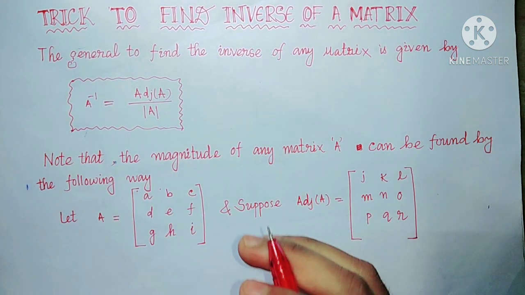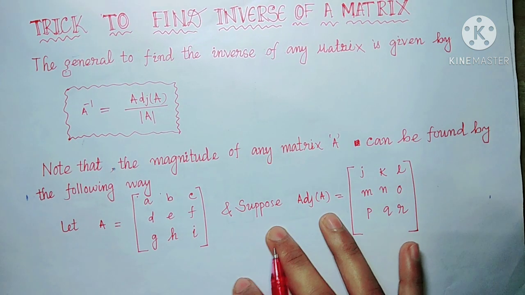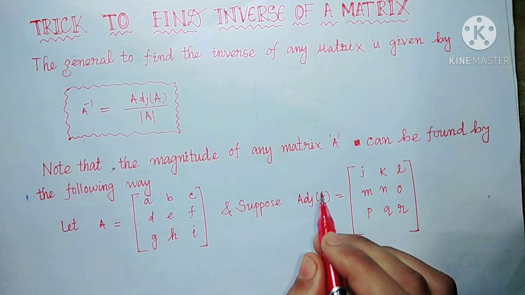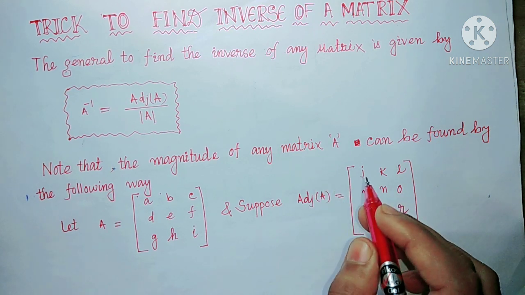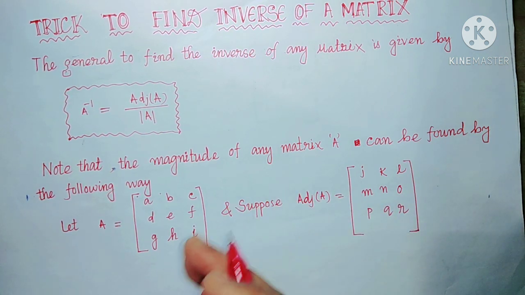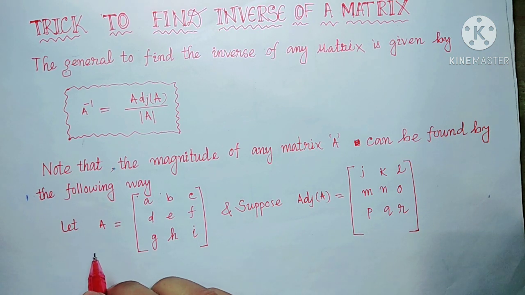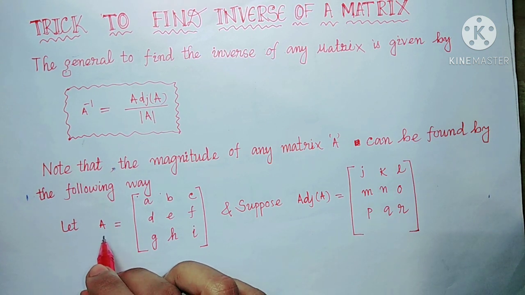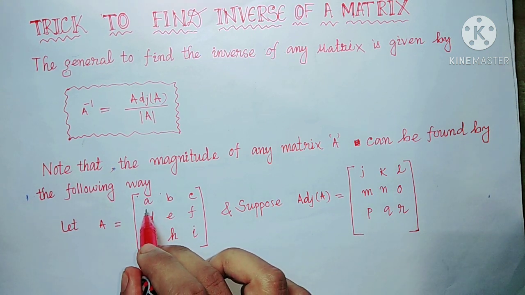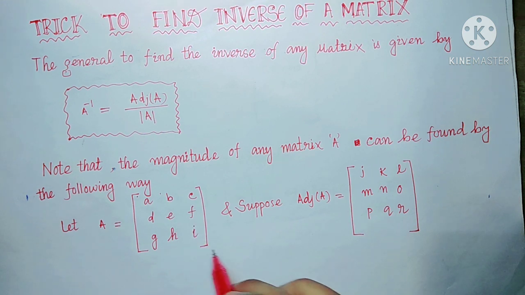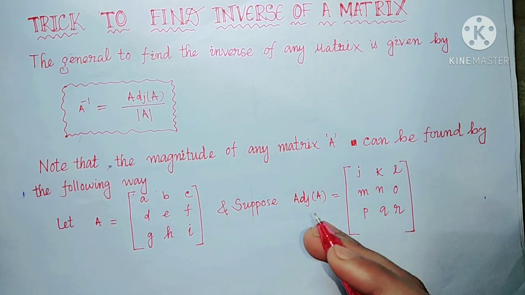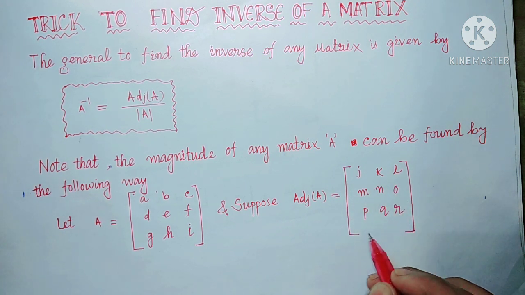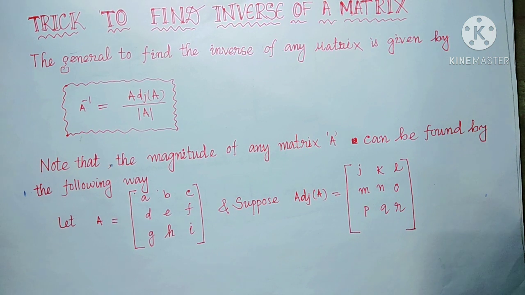To proceed, I want to shed some light on how to find the determinant of any matrix in a quicker way. As an example, let A be the matrix with rows A B C, D E F, G H I, and let's suppose we have already found its adjoint, with rows J K L, M N O, and P Q R.